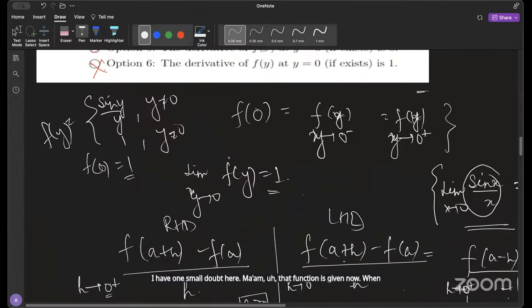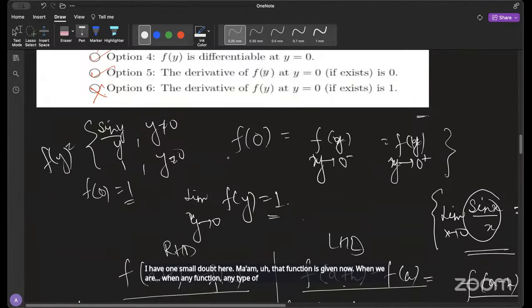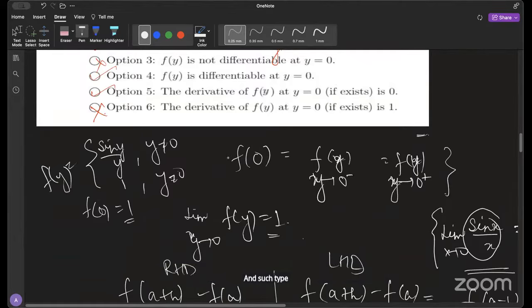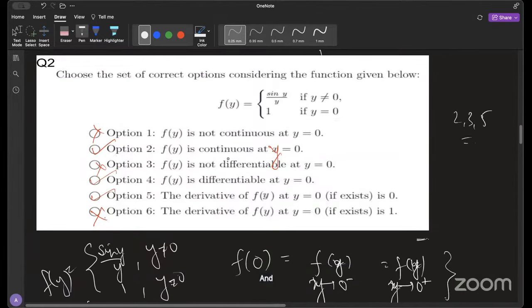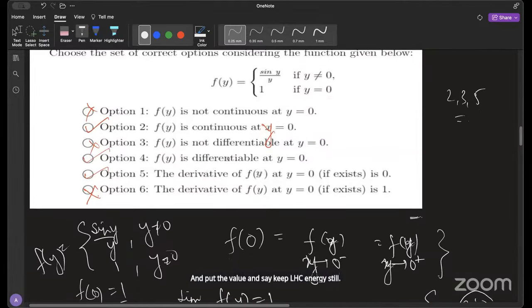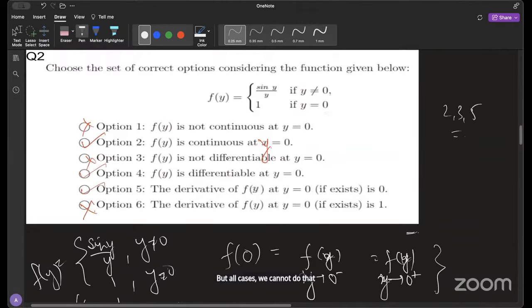When any type of function is given, and for such functions we have to check piecewise the LHD and the RHD for the derivative part only. There are some functions where we can directly differentiate the function, put in the value, and check if LHD and RHD are the same. But in all cases we cannot do that trick. We have to use the formula of LHD and RHD. Can you specifically say where I can apply that trick and where I have to apply the formula and find the LHD and RHD?